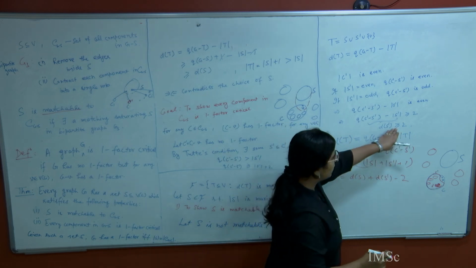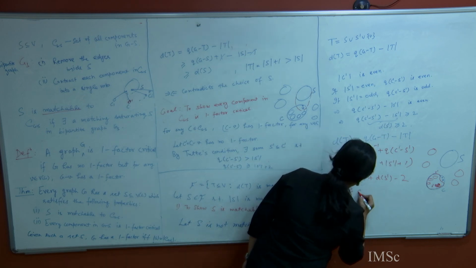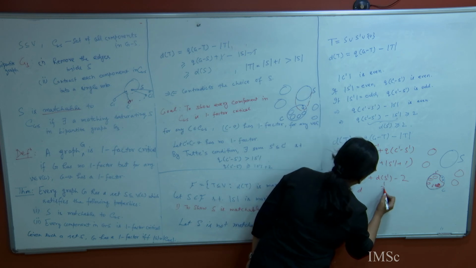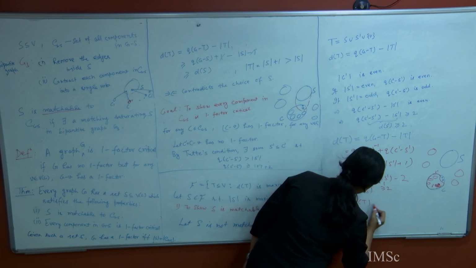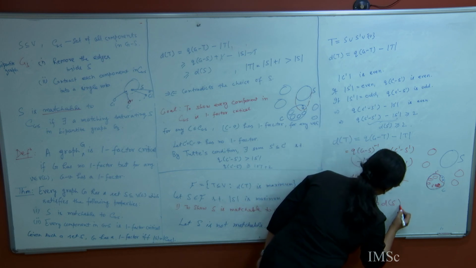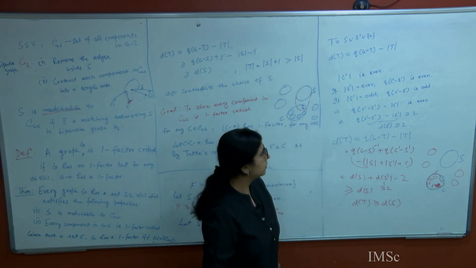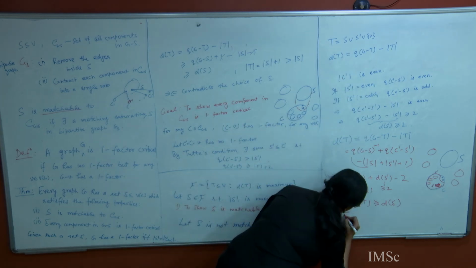We earlier proved that d(S prime) is at least 2. So, this is at least 2, this is at least 2. So, this is at least d(S). So, d(T) is at least d(S), but the cardinality of T is much larger than the cardinality of S, right. So, again we got this contradiction.